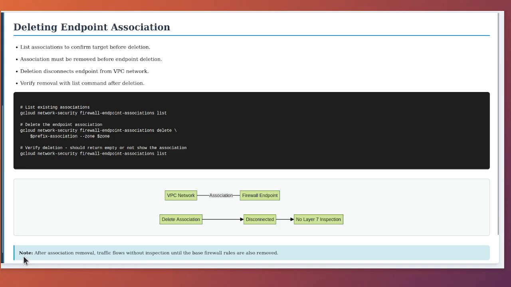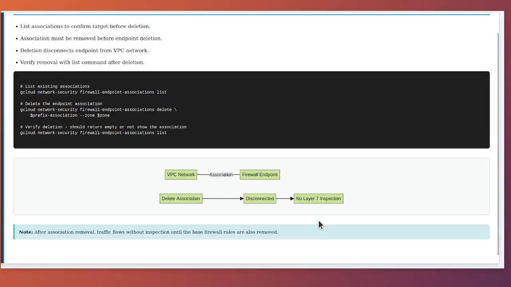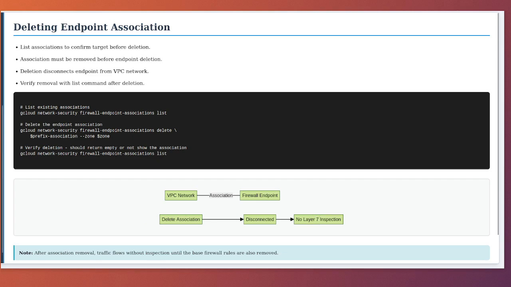If you see an empty result or the association is missing from the list, the deletion was successful. With the association removed, the firewall endpoint still exists but is no longer connected to any VPC. Traffic in your VPC now flows without Layer 7 inspection, reverting to the behavior before we enabled Cloud Next Generation Firewall Enterprise. Do not proceed to deleting the endpoint until the association deletion is complete. Attempting to delete an endpoint with active associations will fail.